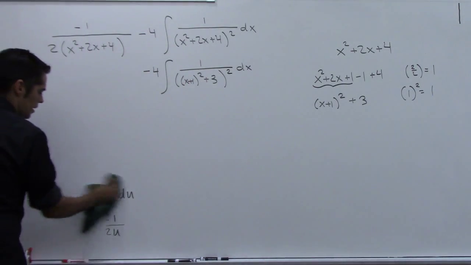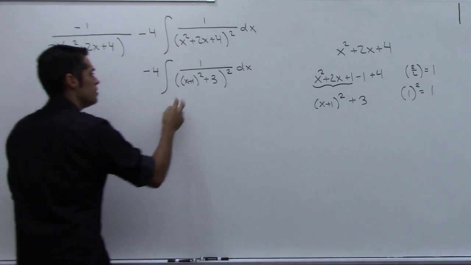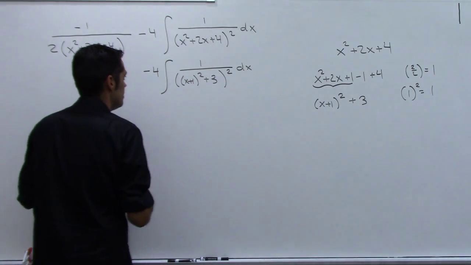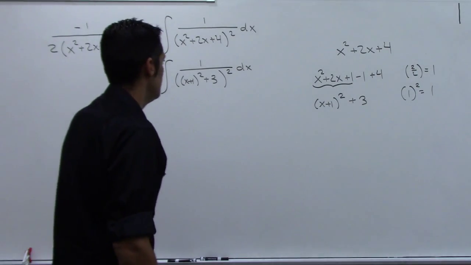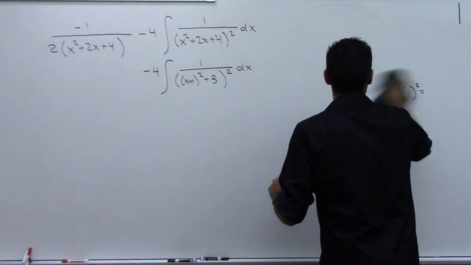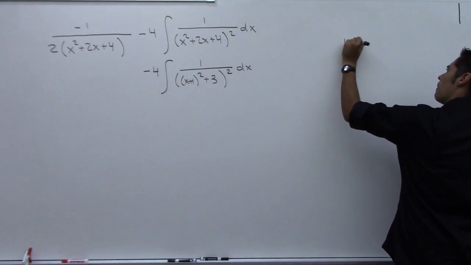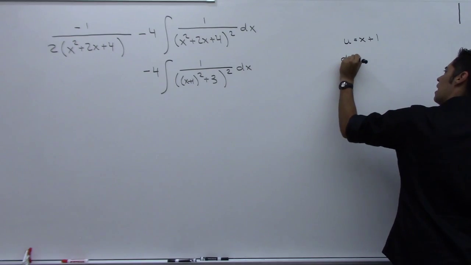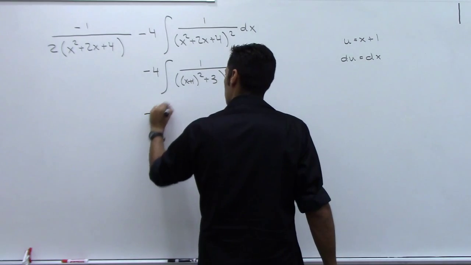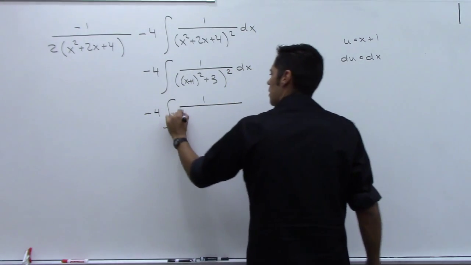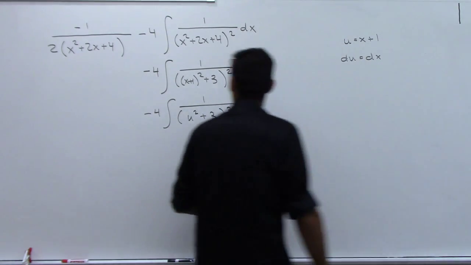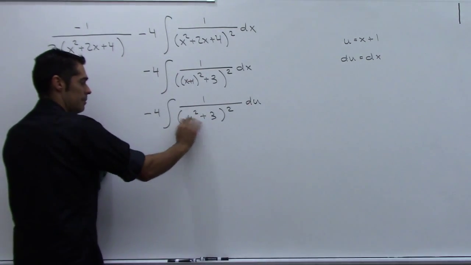And now you might be thinking arctan here, but the problem is, even though you have variable squared plus constant squared, the whole thing's being squared, and that arctan doesn't work for that. So I will make a basic substitution right now. I'm going to make a substitution that u is x plus 1, du is dx, and if I do that, I can rewrite this integral as negative 4 integral 1 over u squared plus 3, squared, du. So all that does is kind of clean this up a little bit, makes it a little nicer to look at.